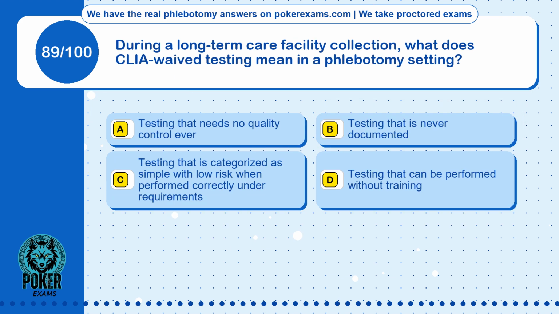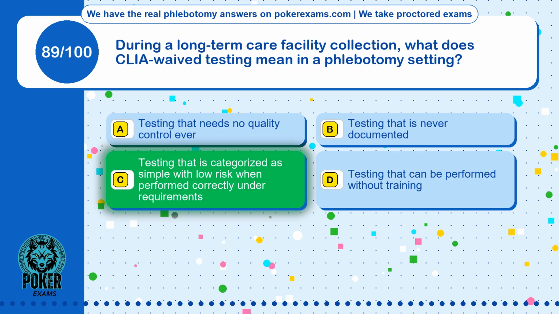Question 89. During a long-term care facility collection, what does CLIA waived testing mean in a phlebotomy setting? Option A, testing that needs no quality control ever. Option B, testing that is never documented. Option C, testing that is categorized as simple with low risk when performed correctly under requirements. Option D, testing that can be performed without training.